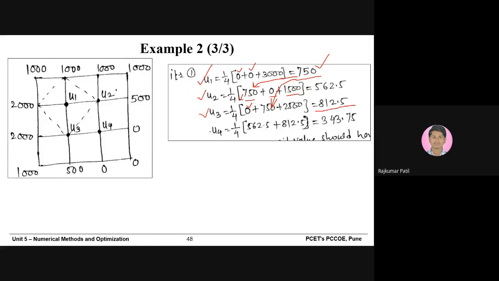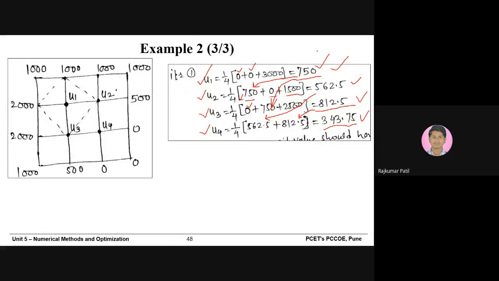812.5. Similarly, U4, so U1 you can write 562.5, that is the latest value for U2, and for U3 you can use the latest value 812.5, and U4 is equal to 343.75. So this is how we assume the initial values equal to 0 for all, and we calculate the first iteration U1, U2, U3, U4.